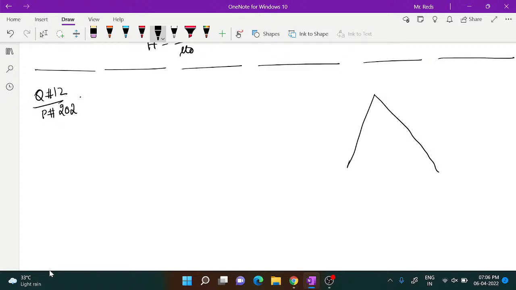Equilateral triangle. It is mentioned that three magnets of the same length but different moments, which means the pole strengths are different. So this is one magnet, this is another magnet, this is another magnet, all of the same length, arranged in the form of an equilateral triangle with the opposite poles nearer.